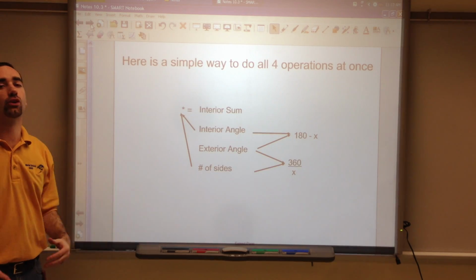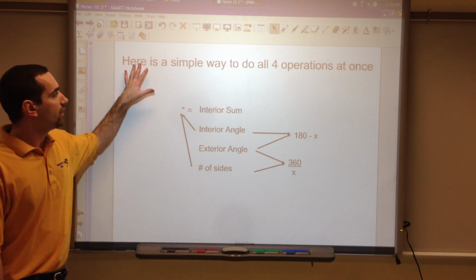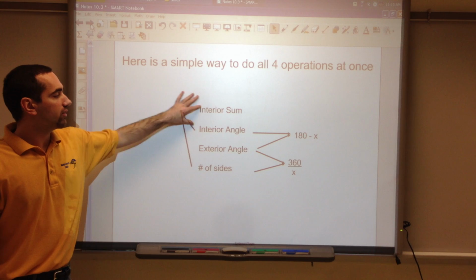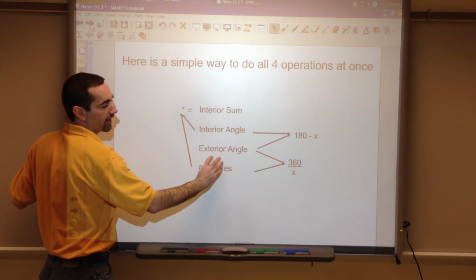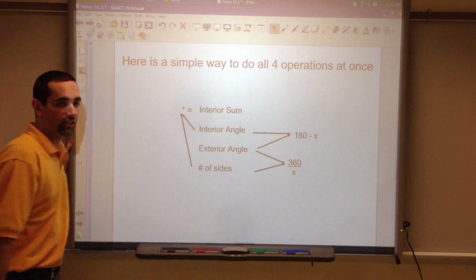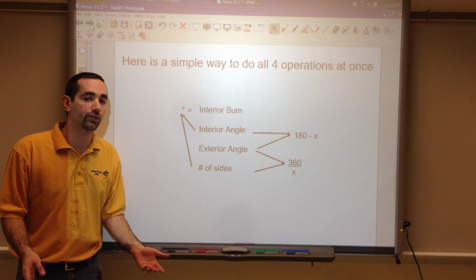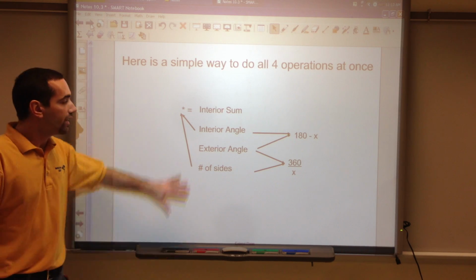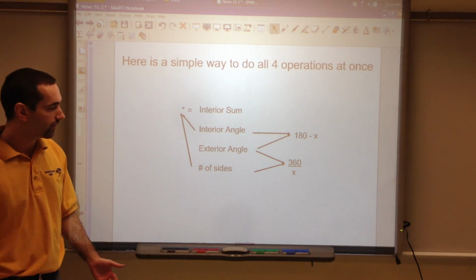It's a simple way I can do all of these operations at once. So I have this little thing that I work with every time. I have the interior sum, interior angle, exterior angle, number of sides. Note I didn't put the exterior sum because the exterior sum is always 360. I don't need to calculate it. Given any one of these, I can calculate the others.